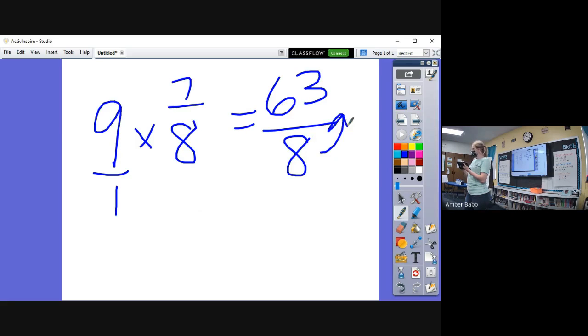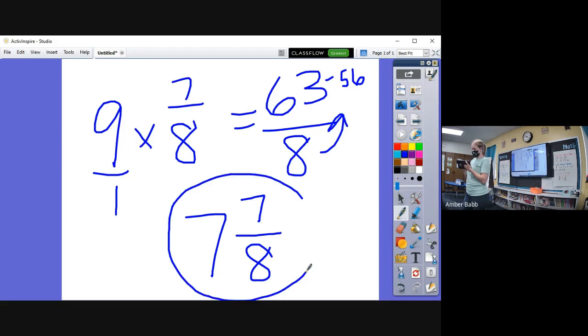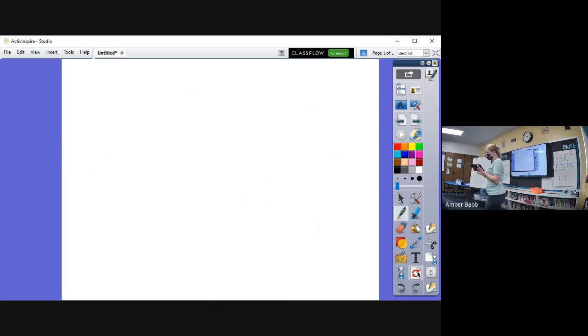So how many times does 8 go into 63? 7 and 4. 7, and 7 times 8 is? 7. Wait. And 63 minus 56 is? 7. 7 and 7, 8. I really thought I was wrong there. I'm a genius. I am a genius. All right. Let me just fix a little confusion on some math facts.